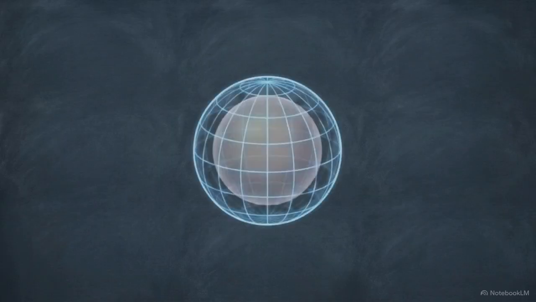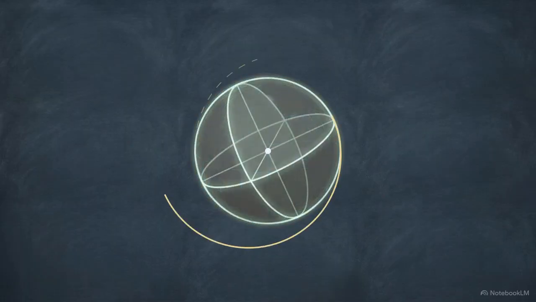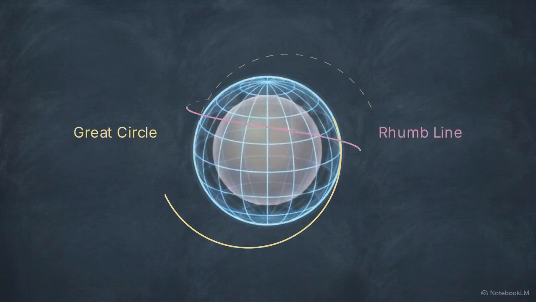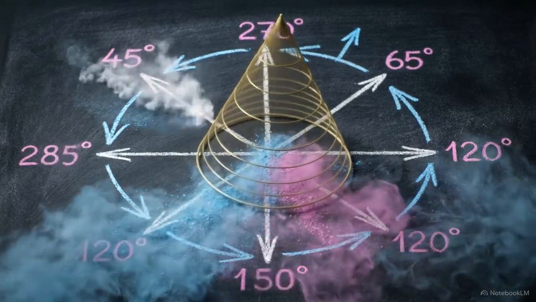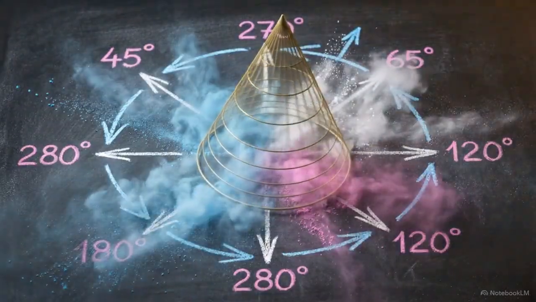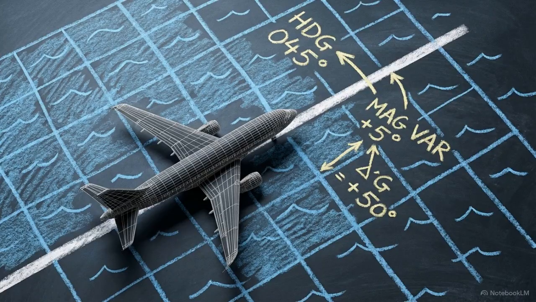Looking at the physical globe, a great circle is the shortest distance between 2 points, passing directly through Earth's center. A rhumb line, however, is a spiraling path, crossing every meridian at the exact same angle. This creates a strict operational trade-off. Great circles are physically shorter, but force the pilot to constantly adjust their heading. Rhumb lines cover a longer distance, but allow you to lock in a single heading for the entire leg.